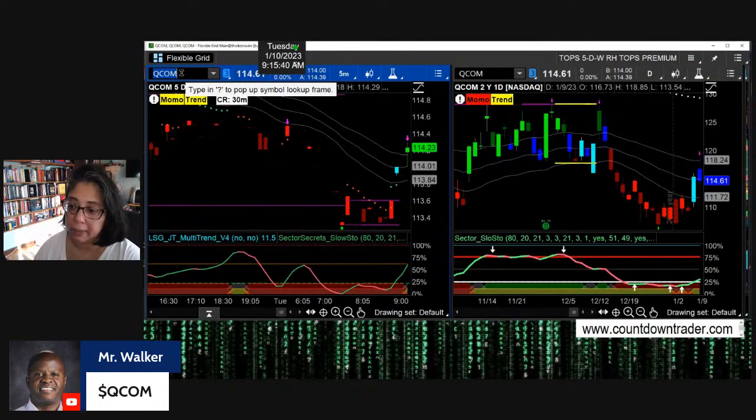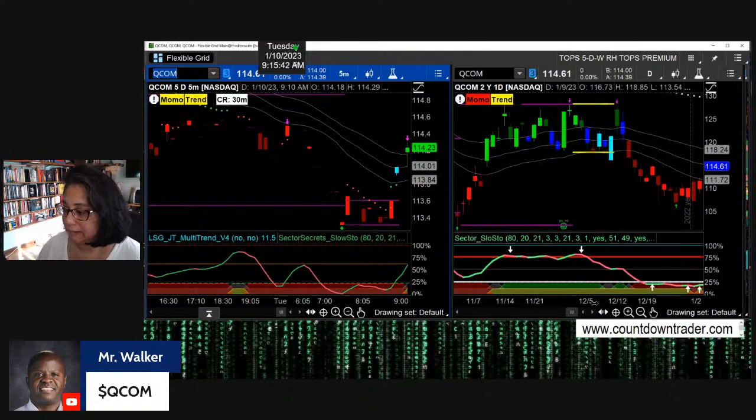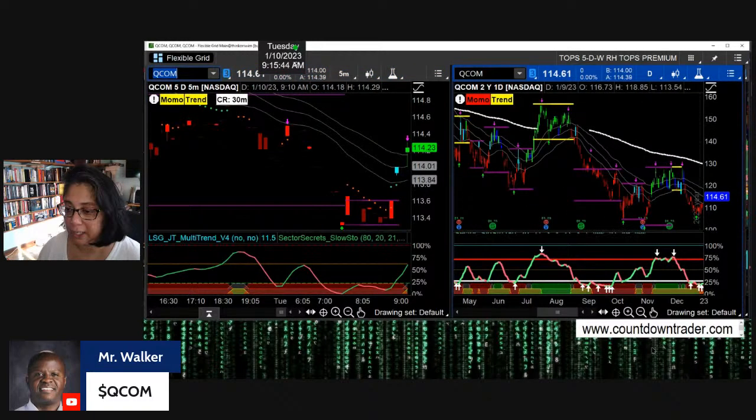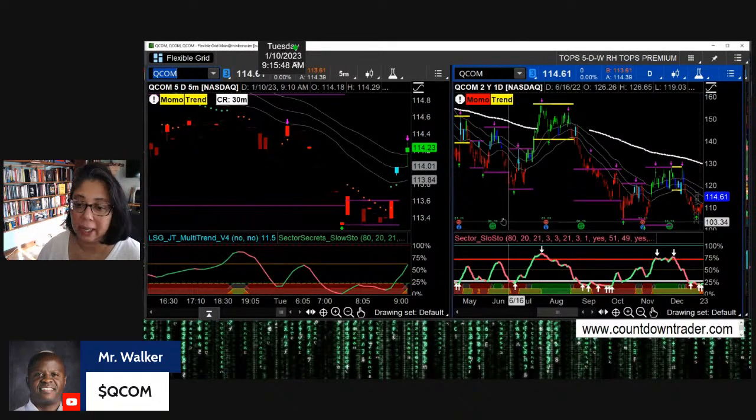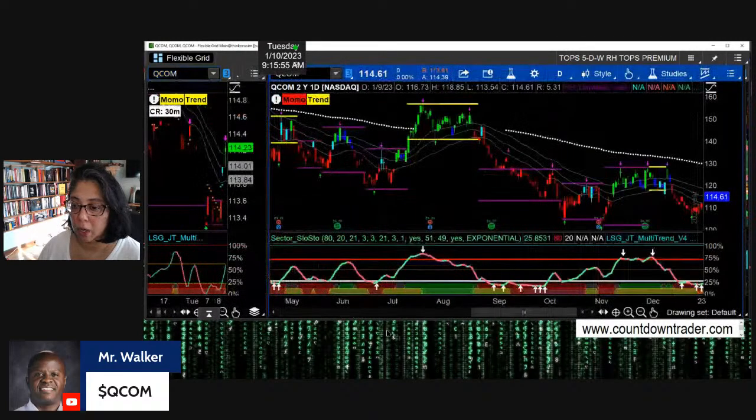So Qualcomm. Let's see here. You know what I do like? So yeah, let's open up Qualcomm a bit and talk about what we do like here on Qualcomm. What's interesting about Qualcomm is it's in chop. So let's take that first. It's in chop. It's trying to go bearish.